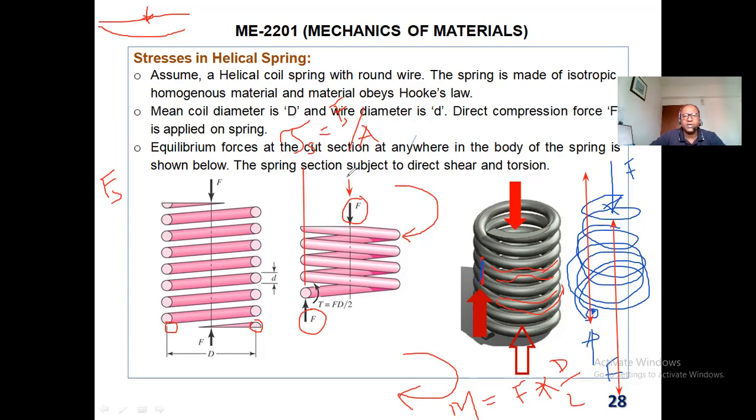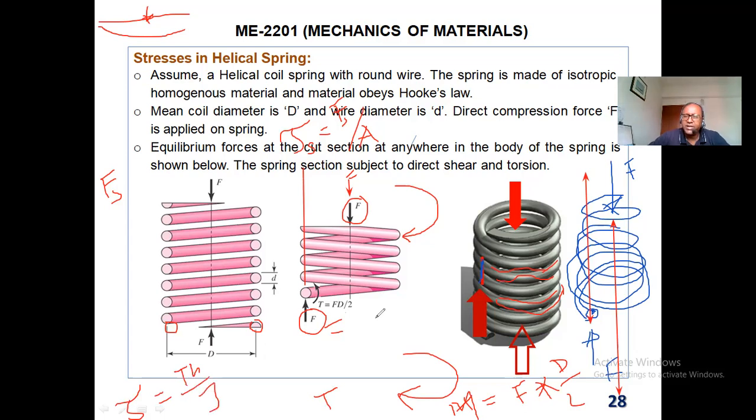And these two, this F and this F, try to rotate the spring in the clockwise direction. That will be resisted by the wire, and this will be in the anti-clockwise direction. And instead of M, we will say this is torque. Why? Torque also creates shear stress, right? Tau equals TR divided by J.